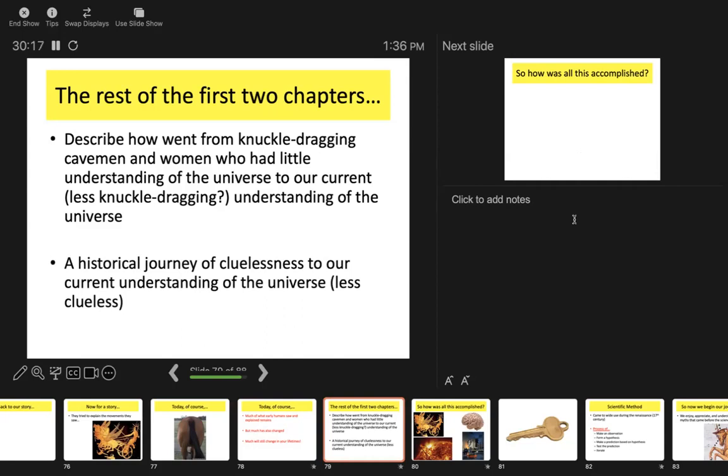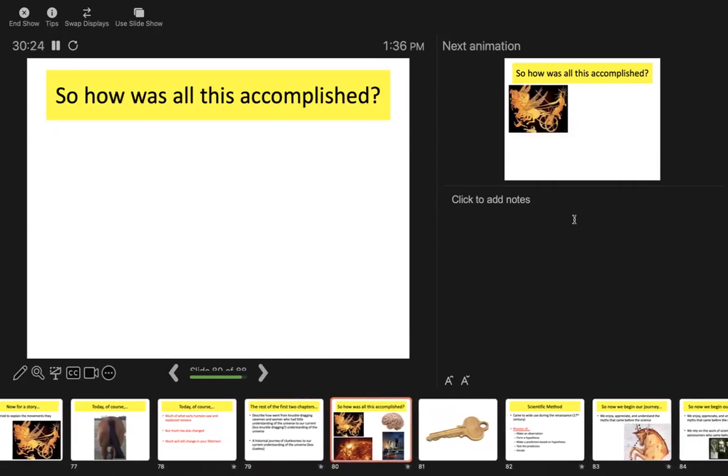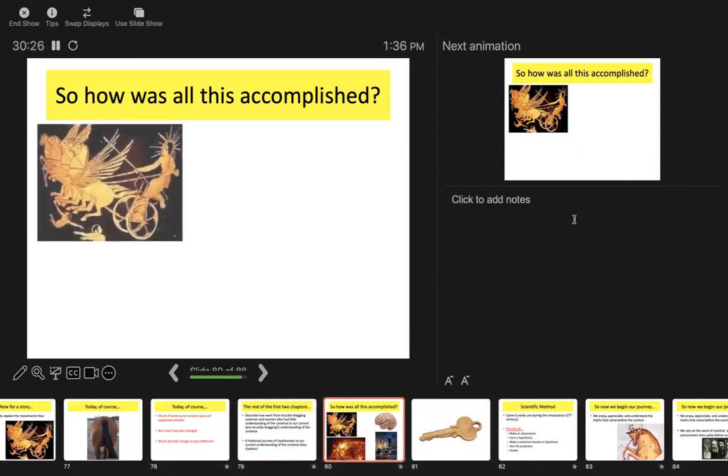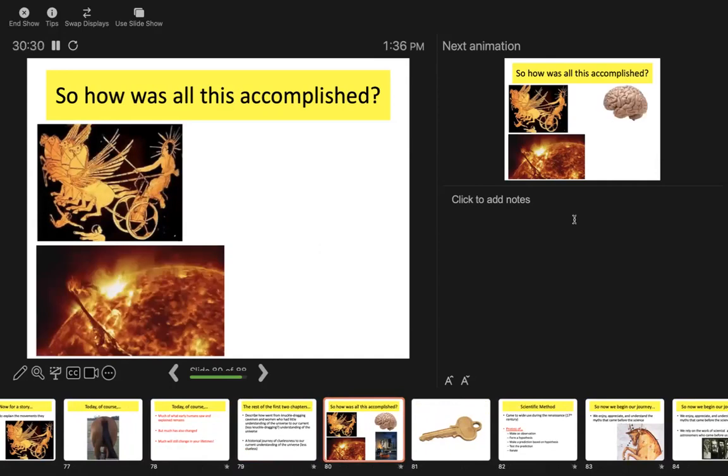So it's a historical journey from cluelessness to our current understanding of the universe, less clueless, right? How was this accomplished? How did we get so much knowledge, right? How do we go from this understanding of the sun to, hey, this is an actual picture of the sun, right? Ancient humans had no depiction of what the sun was, yet we haven't been to the sun. We've been close to it, but we've never been to the sun. And we got a near perfect explanation of what's going on in the sun. Like we know why it works.